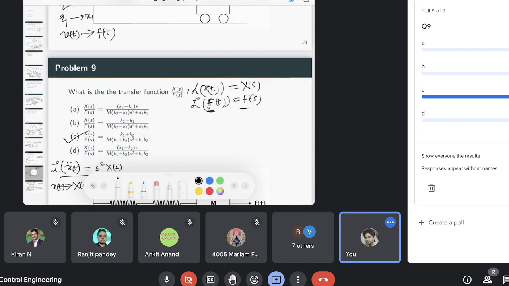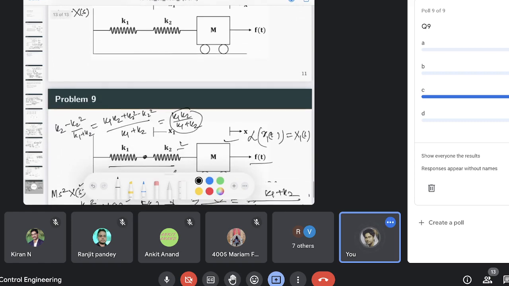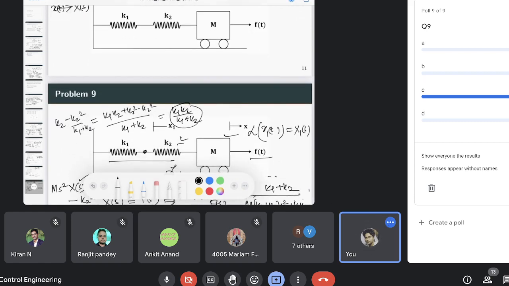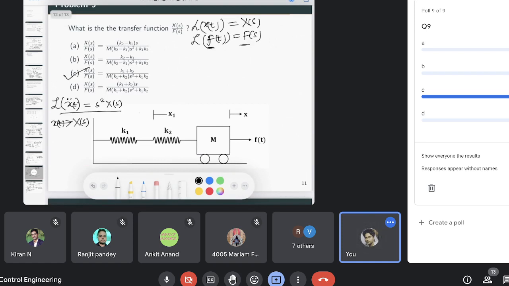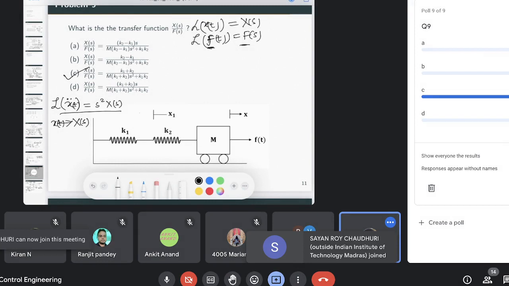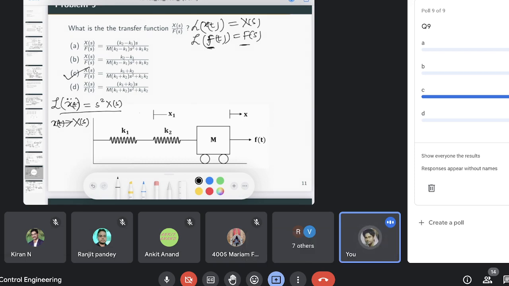Any doubt regarding this question? If you have any doubt, you can ask. This was the final question for today's session. For this week we have very basic questions because this is just the introduction. If you have any question, you can ask, or if you want to leave, you can leave.